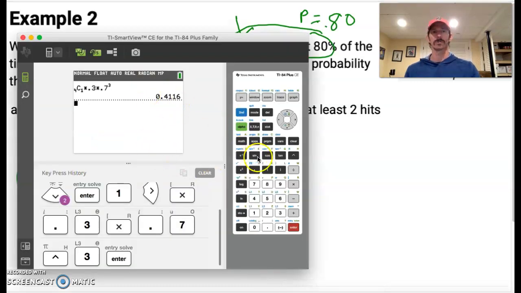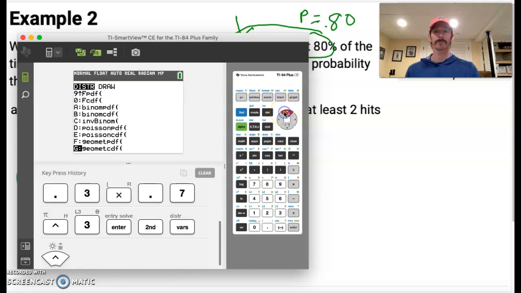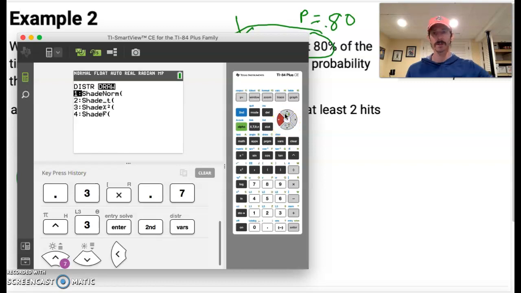If you want to do a binomial distribution calculation with this without doing the NCR, first off, you can do this. Go for it, no problem. But there's also this little distribution button right above vars. So if you hit second distribution, and it is way down there, so I'm going to scroll up from the bottom, and there it is, binomPDF and binomCDF. Very big and important difference.